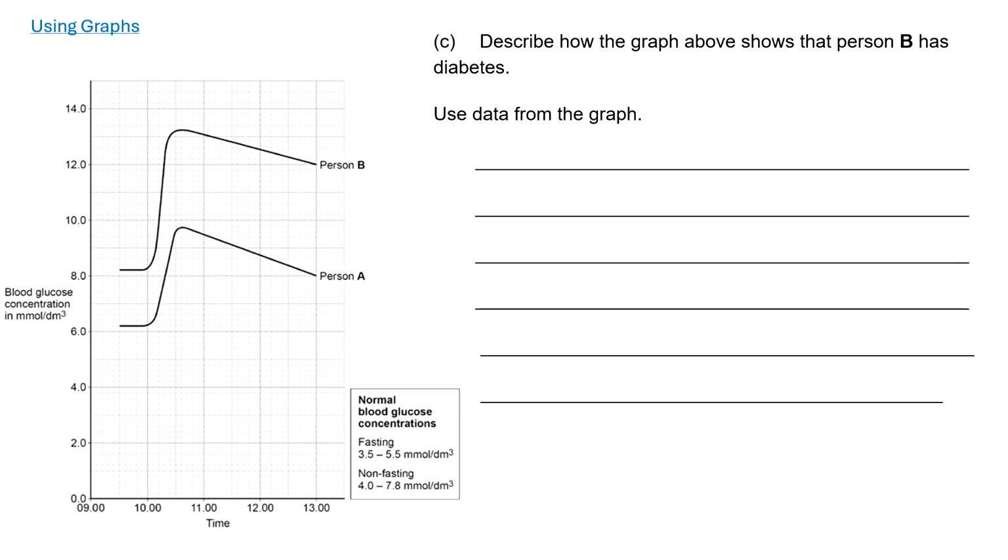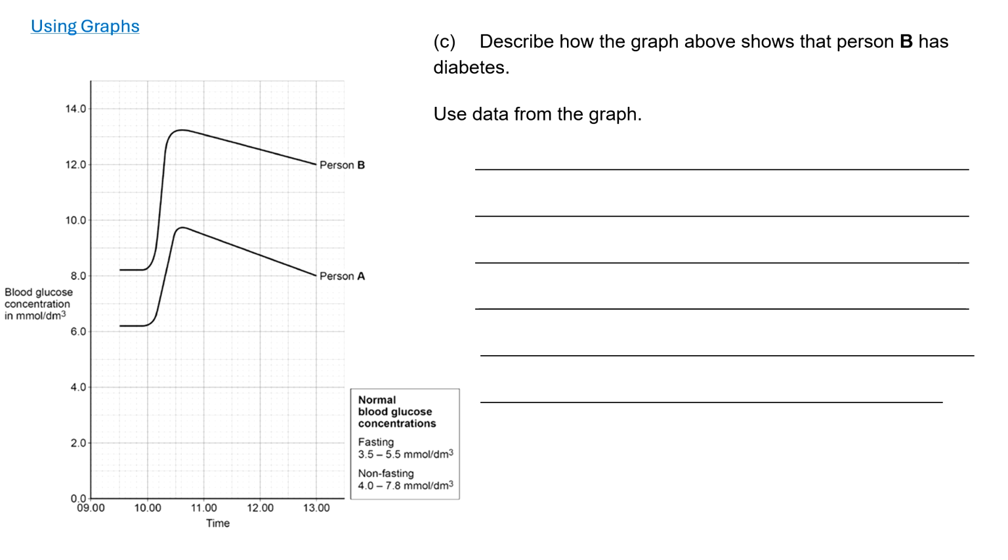Generally, graph questions like this are given where you have to describe and explain the shape on the graph. In this question, it tells you that two people were being monitored to see which one of them had diabetes. It goes on to say, describe how the graph above shows that person B has diabetes. So you need to specifically refer to the lines on the graph or specific data points.